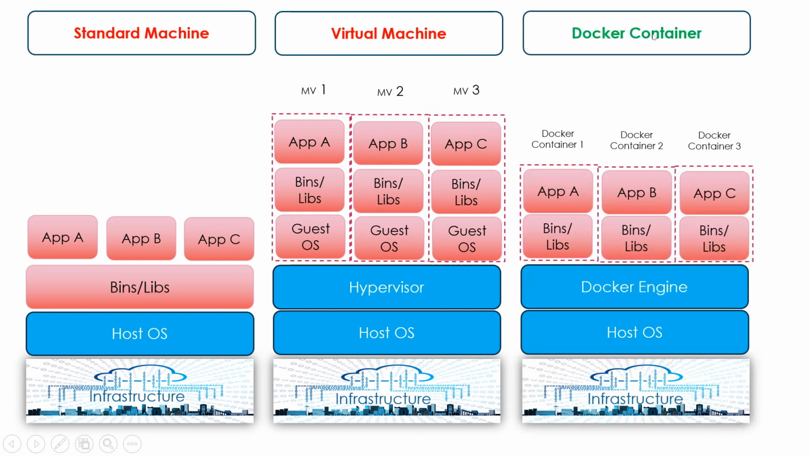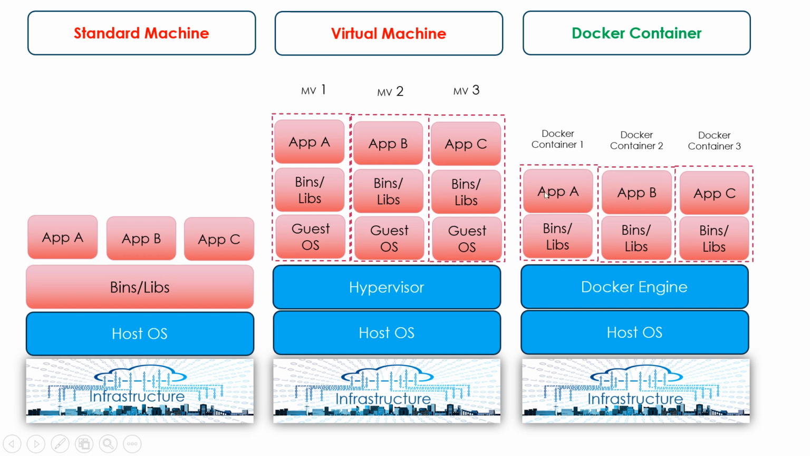Now the Docker container comes into the picture. What is happening? We have an infrastructure, then we have a host operating system where we have a Docker engine. So now we don't have a hypervisor. We have a Docker engine on top of the host operating system. The kernel of the host operating system is shared, and now we have Docker container 1, Docker container 2, and Docker container 3.